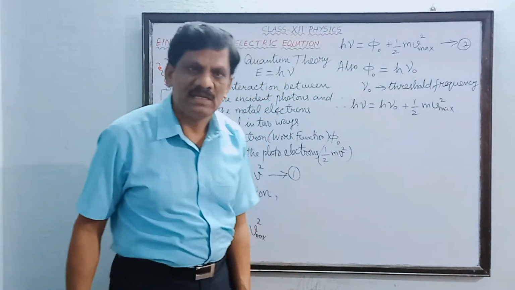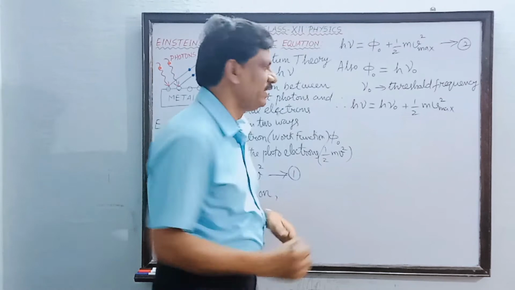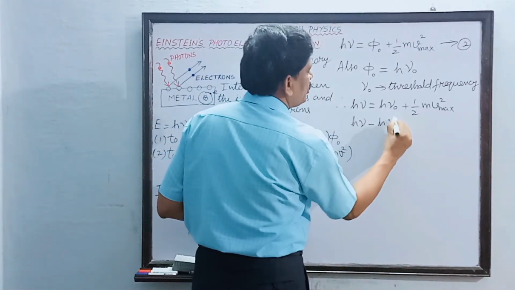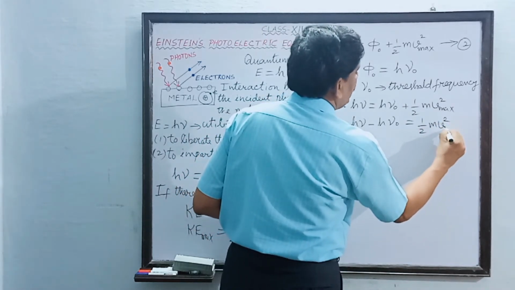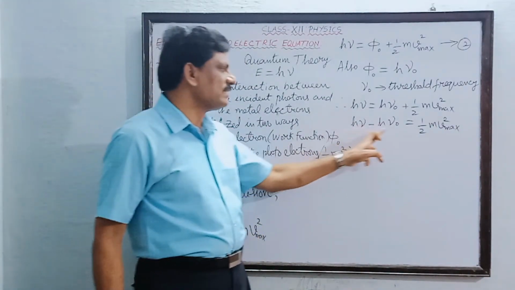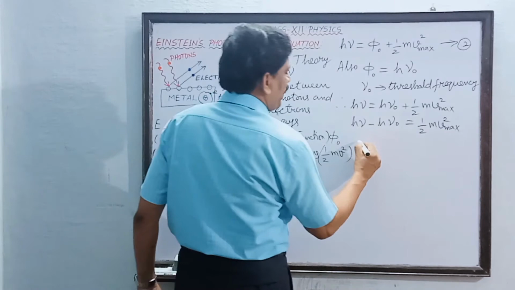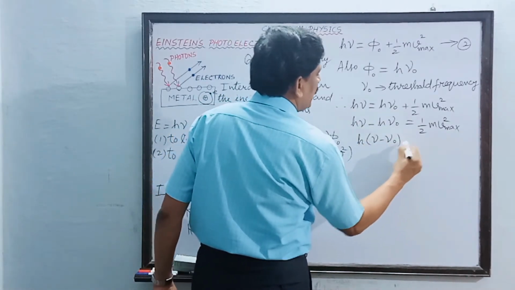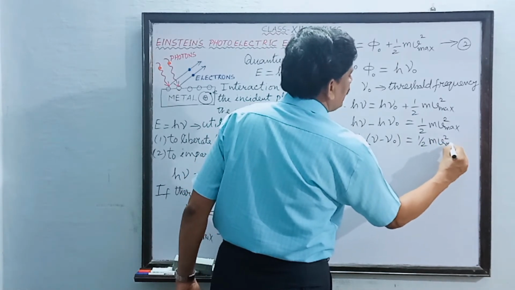Okay, students. Now this hν₀ I will shift to the left hand side, so that it becomes hν minus hν₀ is equal to half mv² maximum. Now in the left hand side, the common factor is what? This is h. So h into (ν minus ν₀) is equal to half mv² maximum.